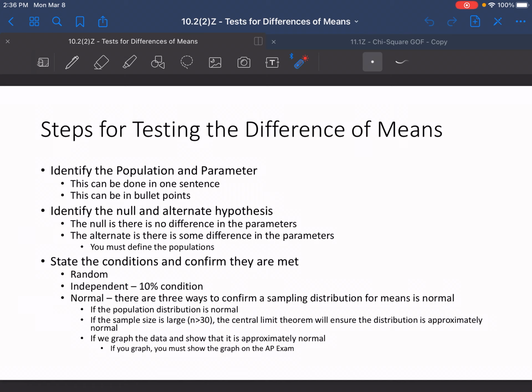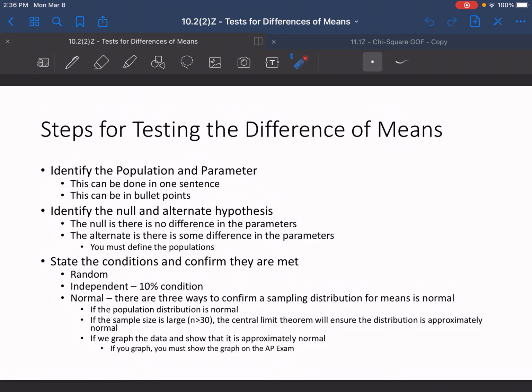The plan portion is to state the conditions and confirm that they are met. So we know that it has to be random, it has to be independent, so the 10% condition must be met, or it must be an experiment of some kind in order for it to be independent. And it must be normal, and again, there are three ways to confirm a sampling distribution for means is normal. If the population distribution is normal, or if they tell us in the problem that the population distribution is normal, then it's considered normal. If both sample sizes are larger than 30, then the central limit theorem will ensure the distribution is approximately normal.